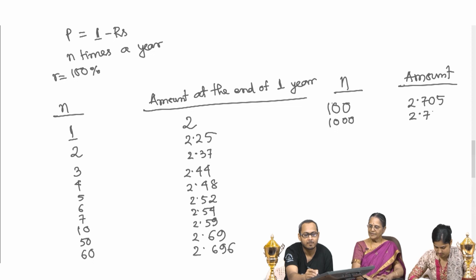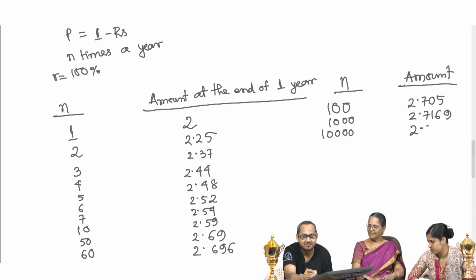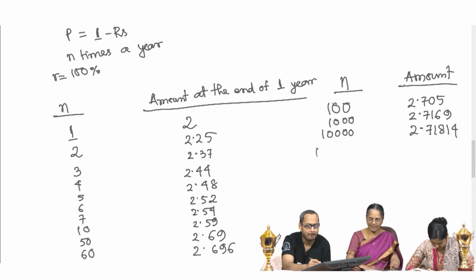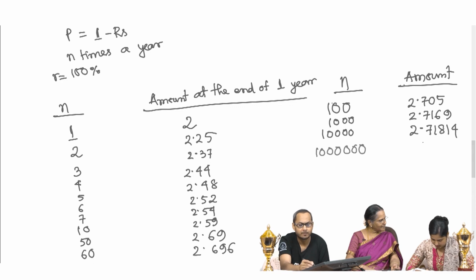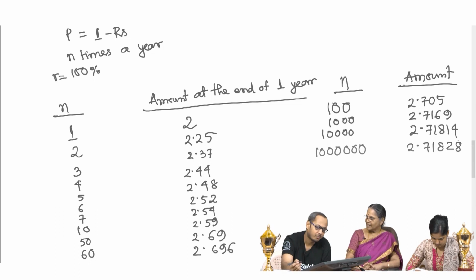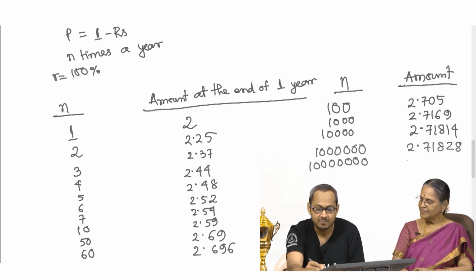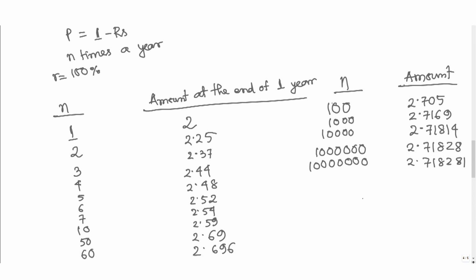2.7169. 10,000 times a year? 2.71814. What happens when I do 10 lakh times? 2.71828. What if I do it 100 lakh times, 1 crore? 2.718281. So do you see what is happening really there?